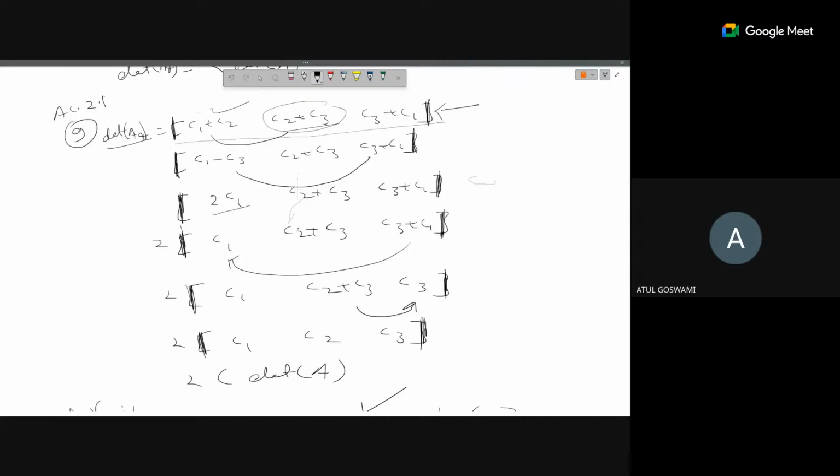Now I'm taking 2 outside, so the determinant is 2 times the previous one. Now it is C1, C2 plus C3 and C3 plus C1. I took this one and subtracted this one, so I got C3. Then I took this one and subtracted this one, and now I have C2, without changing the determinant. So at the end, the determinant is 2 times the determinant of this one. What is the determinant of this? Determinant of A. Okay, sir, now it is clear.